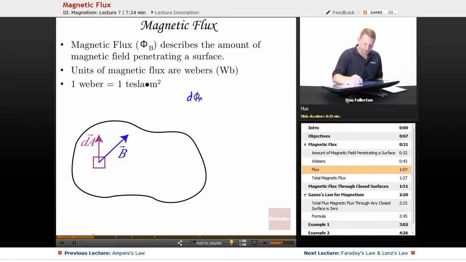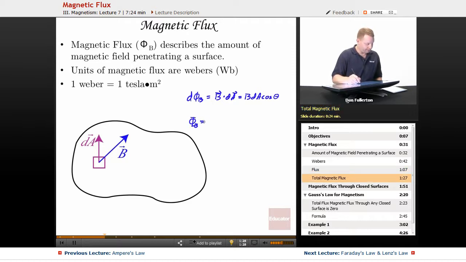So the little bit of flux that we have through that little bit of dA is going to be B dot dA, which is B dA cosine theta if we're looking for magnitudes, where theta is the angle between the normal and B. So then the total magnetic flux, phi B, is just the integral of all of these little bits of magnetic flux, d phi B, which will be the integral over the open surface of B dot dA. Same thing as we did with electric flux.